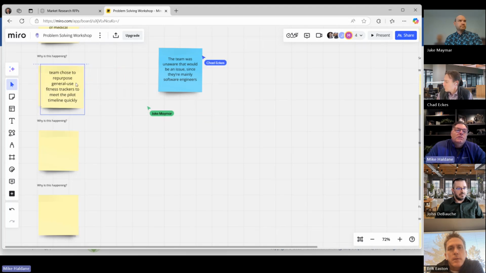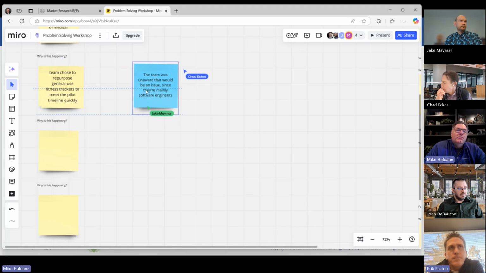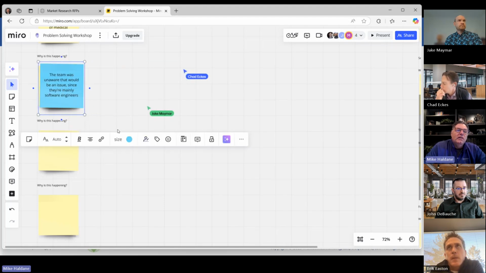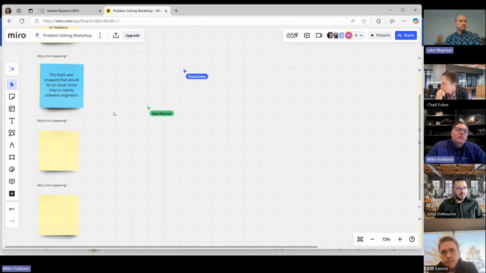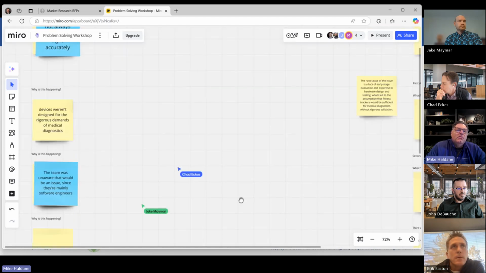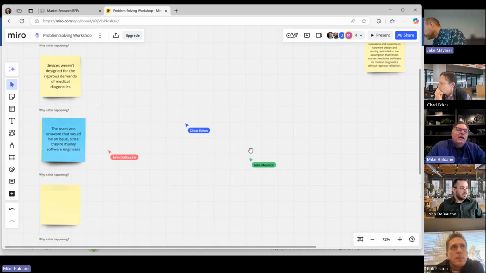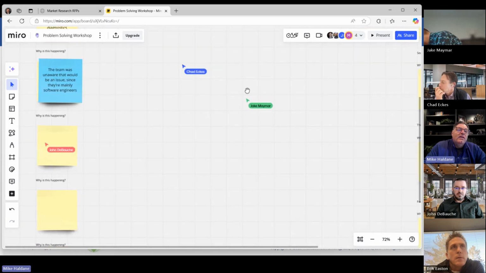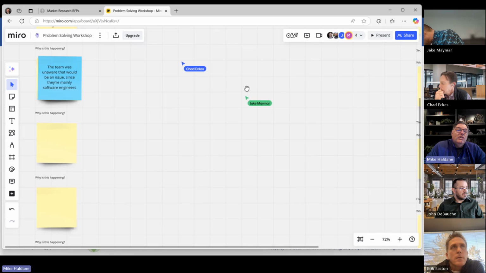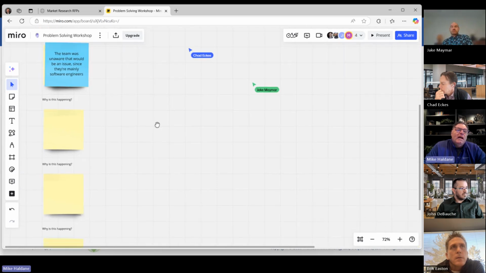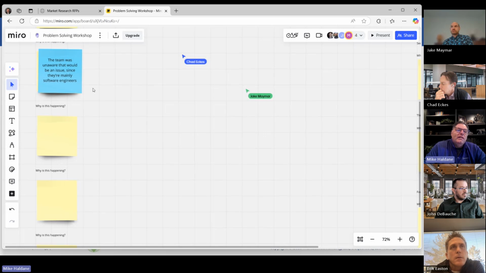All right, so I'm just going to do what I did last time, and I'm going to pick the one that I think is representative. So, just by way of an example, where we are so far is we said that our symptom was that the wearables are not always picking up vital signs accurately. The reason for that is that devices weren't designed for the rigorous demands of medical diagnostics. The reason for that was that the team was unaware that that would be an issue since they're mainly software engineers. So I'll ask a checking question at this point. Do we think that's the root cause, or is there a why behind that as well?